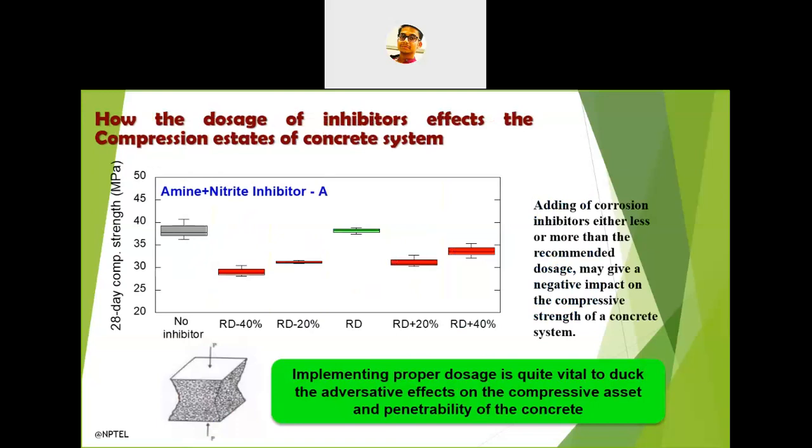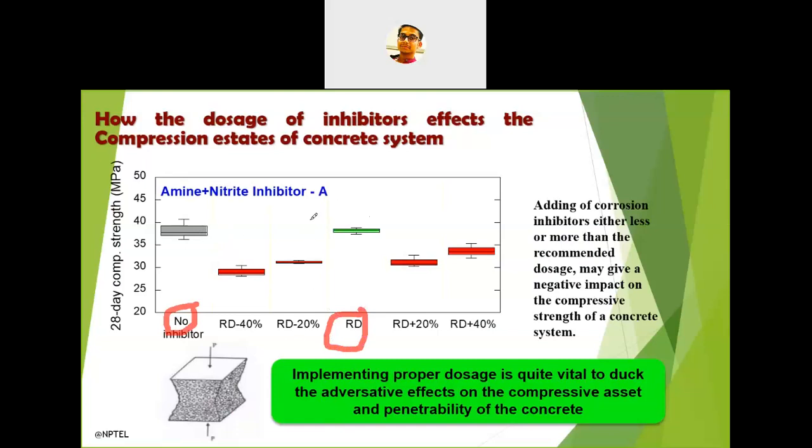So without using any inhibitor, the first graph, no inhibitor, I am annotating for you. Without using any inhibitor, we got the compressive strength near to 37 MPa, 37 megapascal. But when we use the recommended dose, then also we got the same type of compressive strength. You can see in the graph itself, we got almost the same compressive strength.